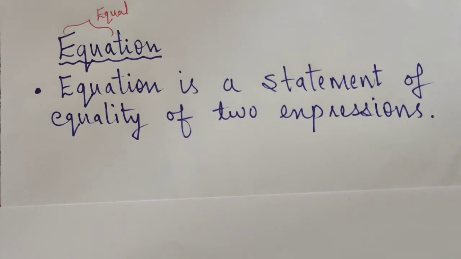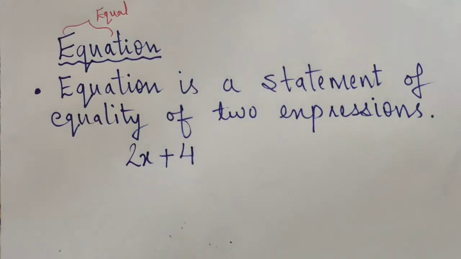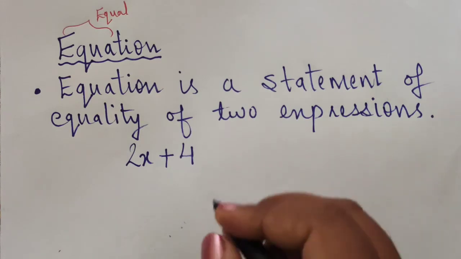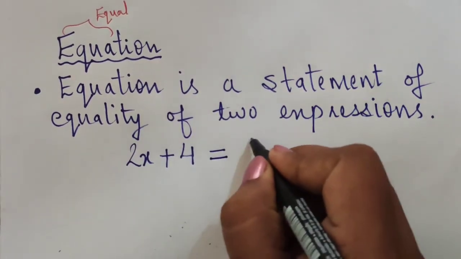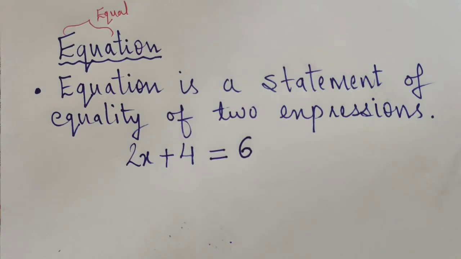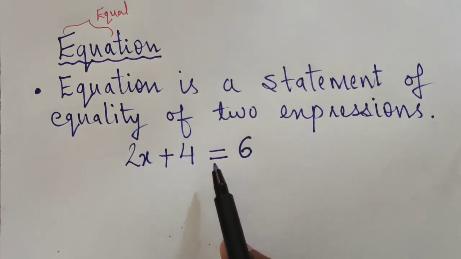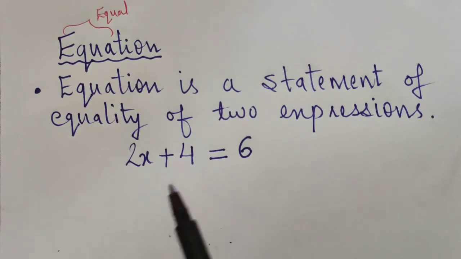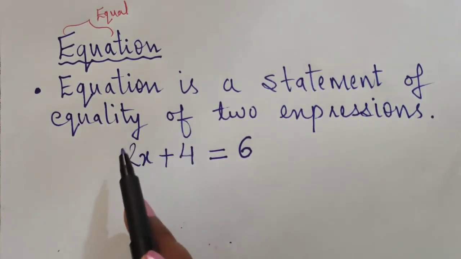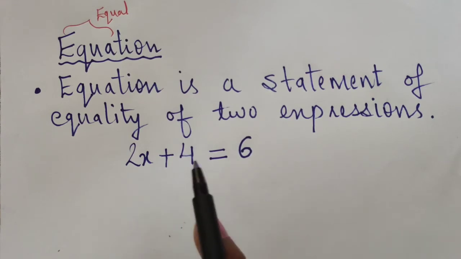So when you have two expressions and an equality symbol in between, what does that mean? Let us take an example. 2x plus 4 is an expression, isn't it? But the minute I say that this expression is equal to 6, now if you notice, this is no more an expression because you have an equality symbol here. So when we have this equality symbol, what are we trying to say? We are trying to say that the entire expression 2x plus 4, its value is equal to 6.